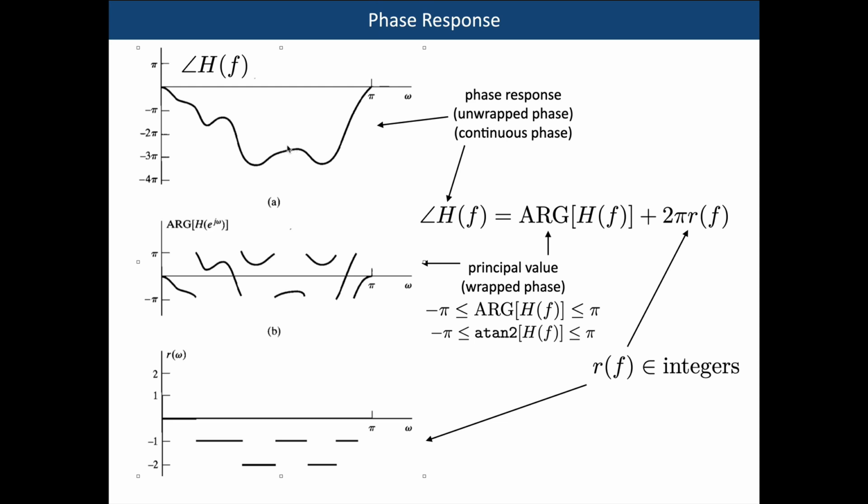There is in MATLAB a function for performing this, and it's called unwrap. So when you say angle of a frequency response, for example, it will give you the wrapped phase, and then if you say unwrap, it'll do the best job it can to calculate the continuous phase. Also, there's another function in MATLAB called phase, which does both of those operations together. It calculates the wrapped phase, and then internally it calls the unwrap function. So those are a few things to be aware of.